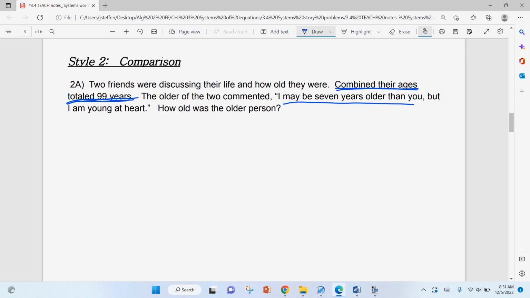Then what they're asking, how old was the older person? I should have put is. How old is the older person? But apparently the older person is passed away. Not 7 years old anymore, huh?